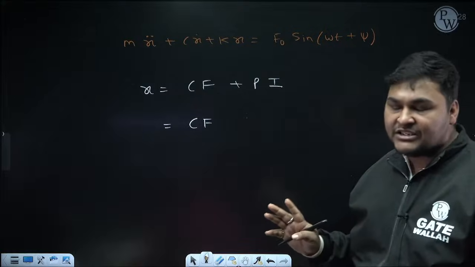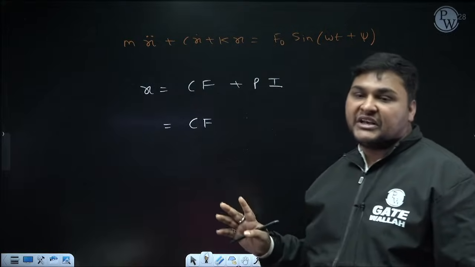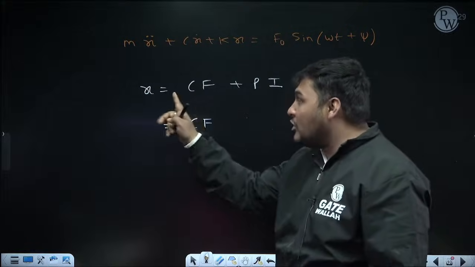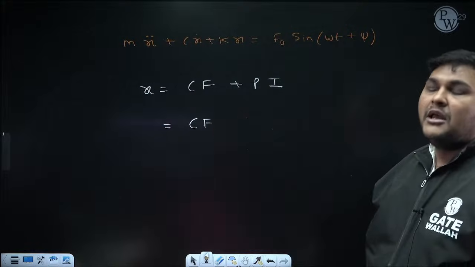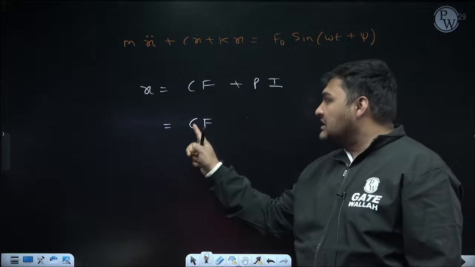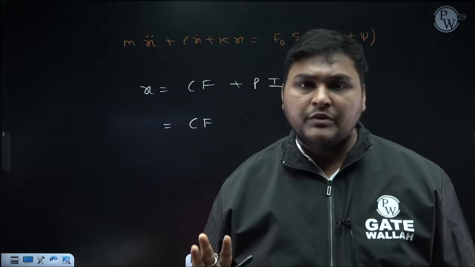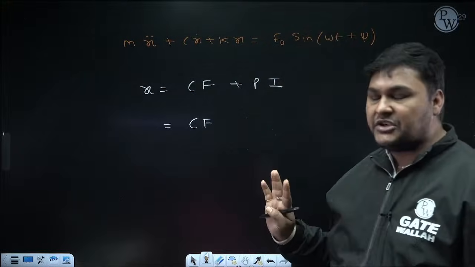If zeta is less than 1, a periodic term will come. If zeta equal to 1 or greater than 1, no periodic term will come. This is about CF. I am not talking about the complete solution, but it is 100% sure the CF part will reduce with time. Okay, it is 100% sure.